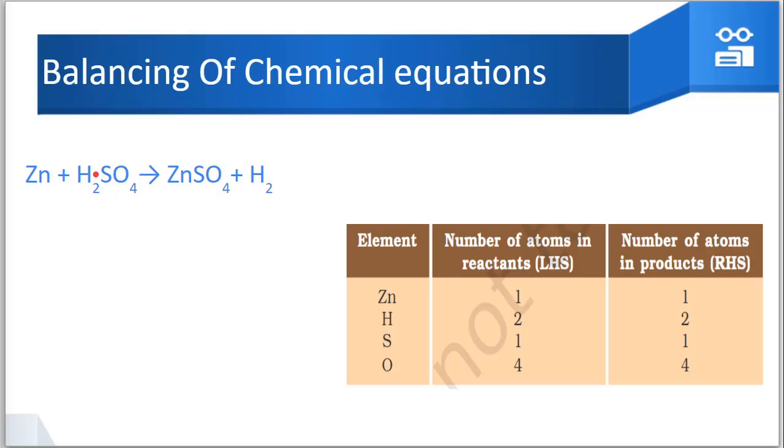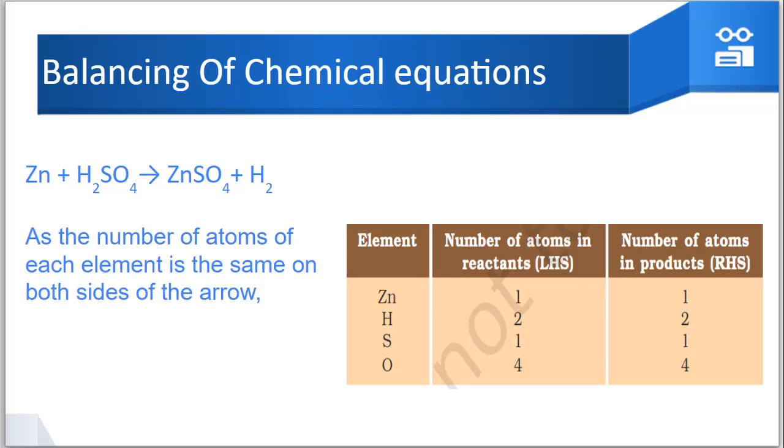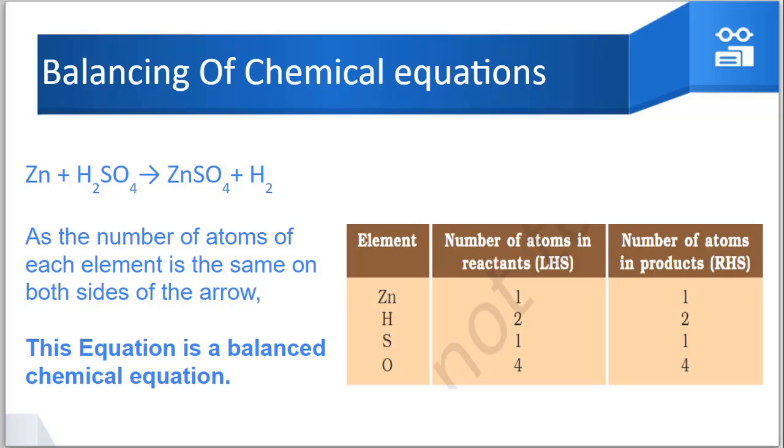Is this a balanced equation or an unbalanced equation? As the number of atoms of each element is the same on both sides of the arrow, this equation is a balanced chemical equation. So here it is a balanced chemical equation. We need not apply the method of hit and trial.